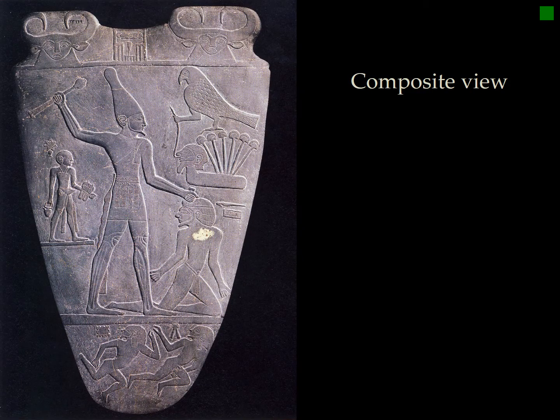Now, composite view is the dominant way in which humans represented subjects going back to the earliest images, where we would have a combination of different viewing angles, most commonly frontal and profile views. This is the most obvious in ancient Egyptian art, where we find that the head, arms, and legs would be in profile, with the eye and the chest being frontal.